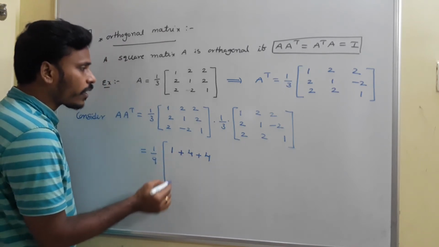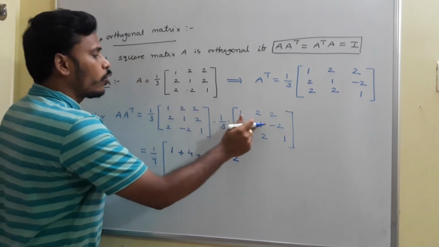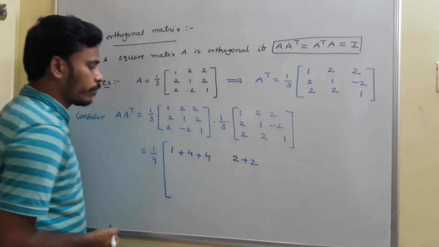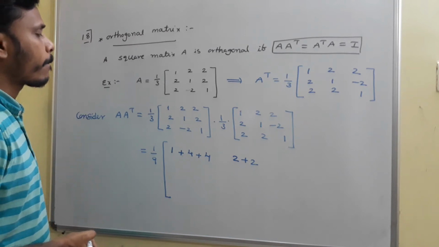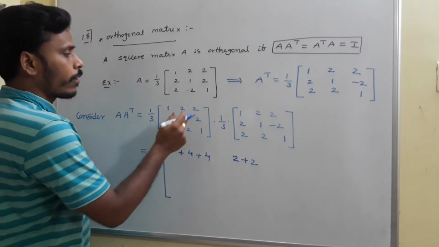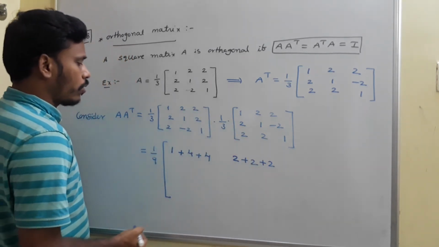Next, 1 into 2 is 2, 2 into 1 is 2, and again 2 into 2 is 4. Just have a look.